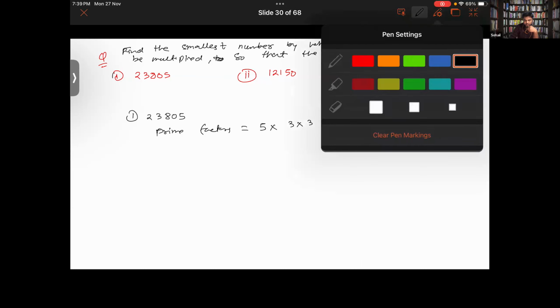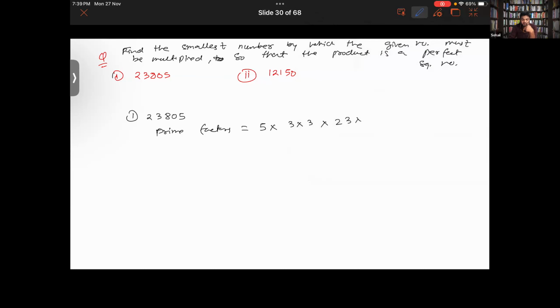First of all, you guys do it in your copy quickly. Do the prime factorization of 23805 and see what value you are getting. Everyone knows how to do prime factorization, right? Sir, prime factorization means LCM. No, that's a different thing. LCM is the lowest common multiple. Prime factorization means to write a number as a product of its prime factors.